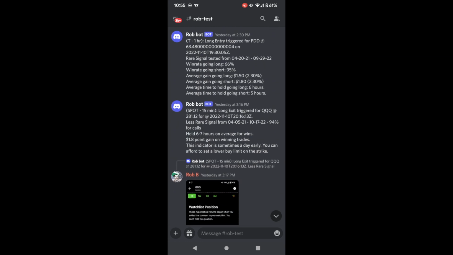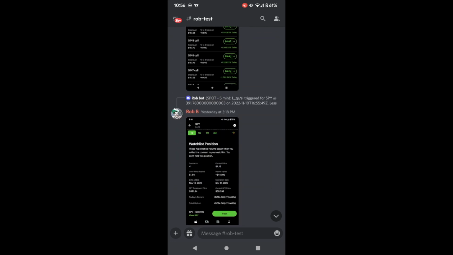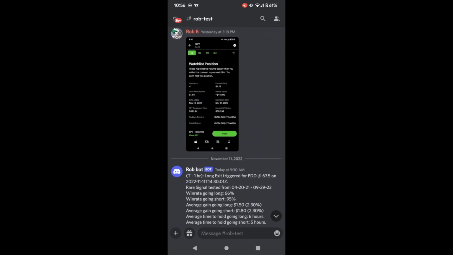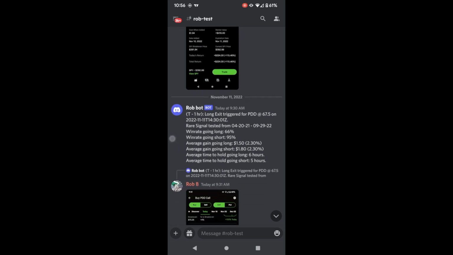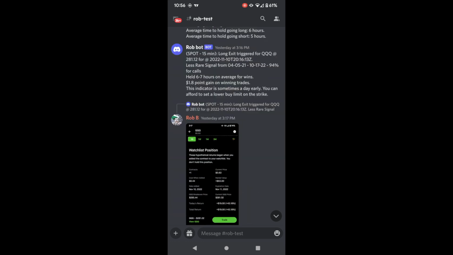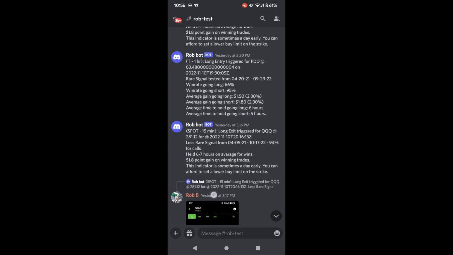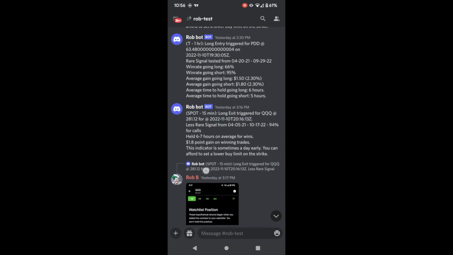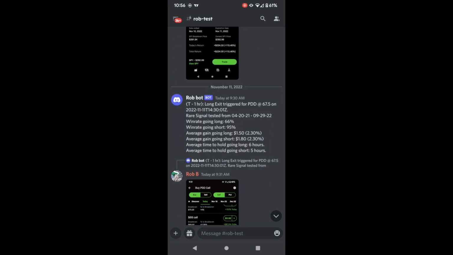And we can see that the entry was triggered the day before at 2:30 with a price of $63.48, while the exit came at $67.50 at market open today. So if you'd have bought in around 2:30 yesterday and sold at market open today, you would have seen this absurd gain of around 300%. So these signals are doing really well. I'm going to post them loud and proud on my Twitter as soon as I get the Discord squared away.